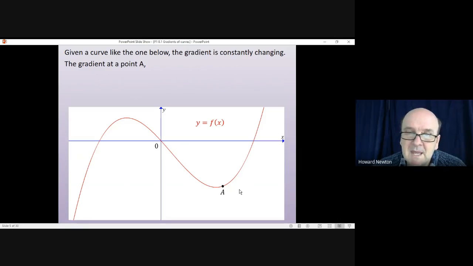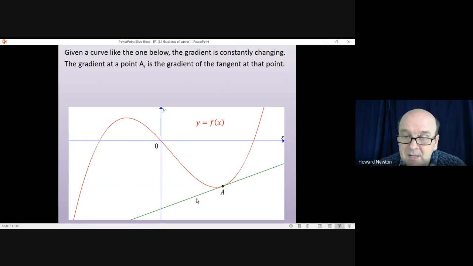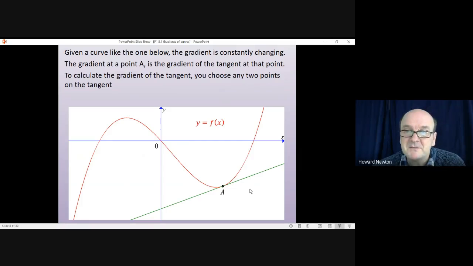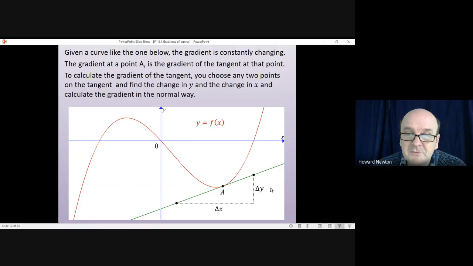Well, let's choose a point A. The gradient is the gradient of the tangent at that point. So if I was to draw the one line that touches the curve at that point, but doesn't cross it at all, the tangent, and work out how steep that line is, then I will also have found how steep the curve is at that point. To calculate the gradient of the tangent, you choose any 2 points on the tangent, and then you find the change in y and the change in x between those 2 points. After you've done that, you calculate the gradient in the normal way.